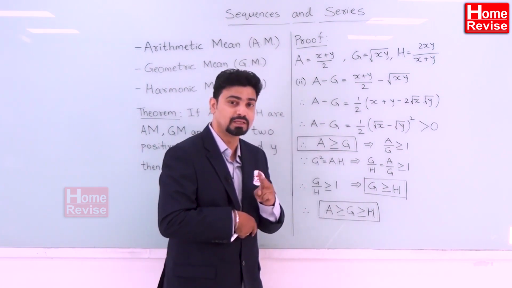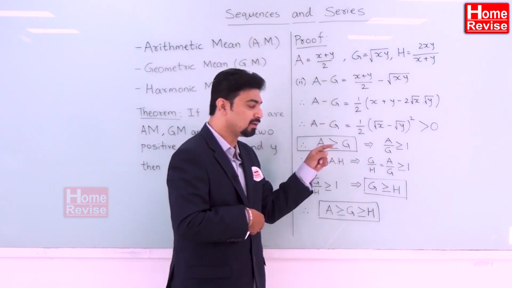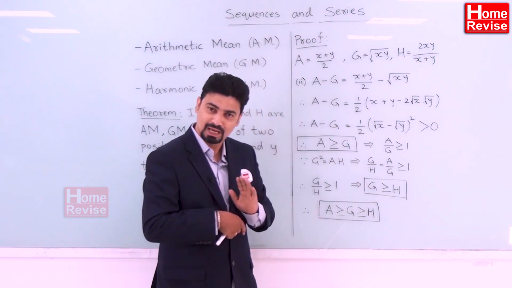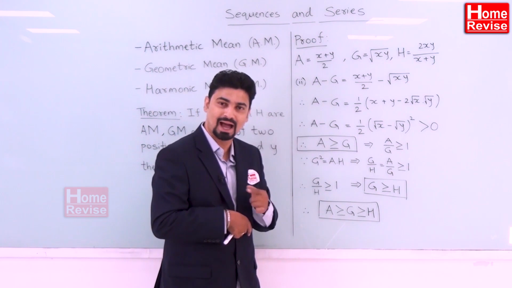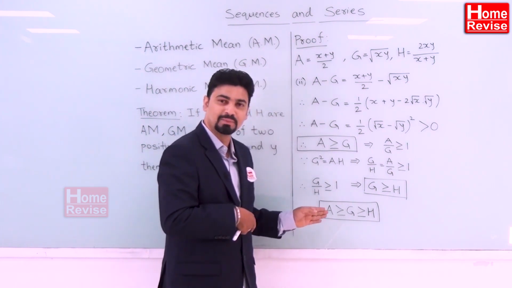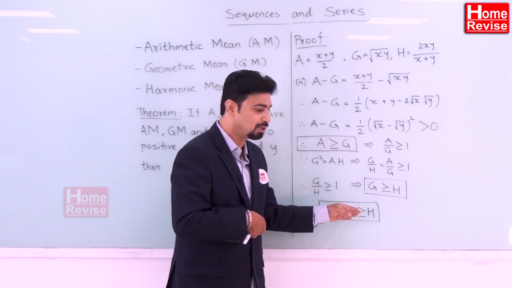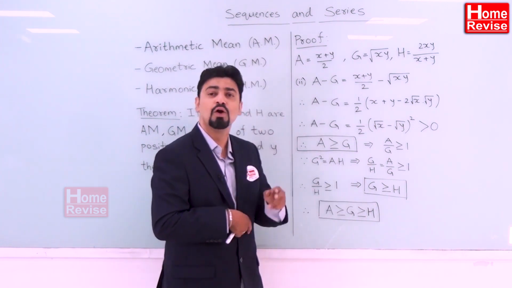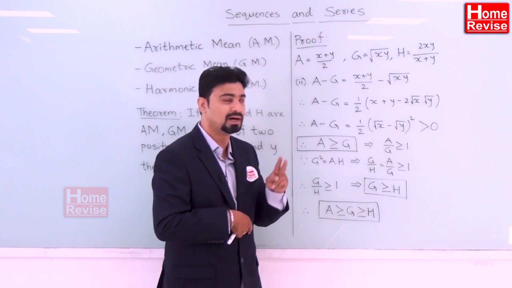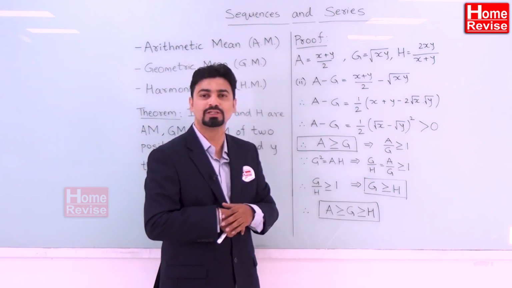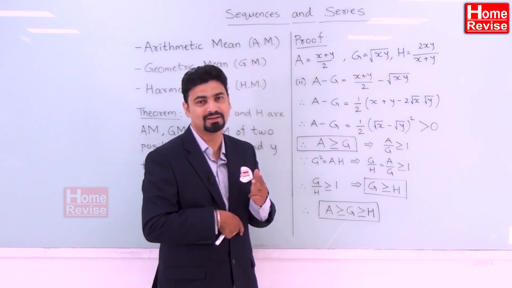So we have proved two things. One, a is greater than or equal to g. Second, g is greater than or equal to h. In all, if I write it together, I can say A, arithmetic mean, is greater than or equal to G, that is geometric mean, which is greater than or equal to H, that is harmonic mean, for any two given positive numbers X and Y. Correct? So this is the second most important relation between arithmetic mean, geometric mean and the harmonic mean.